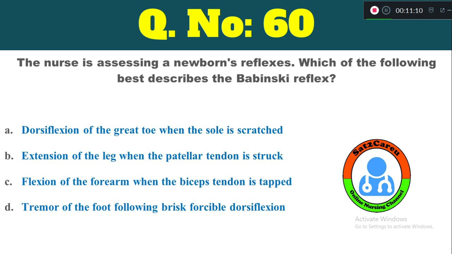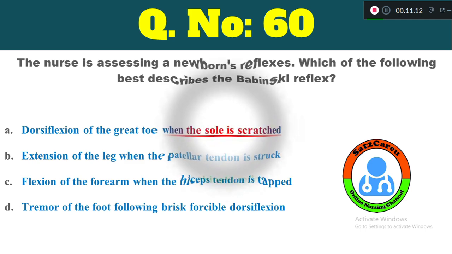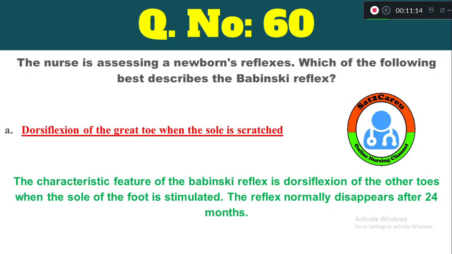So the Babinski reflex is best described by dorsiflexion of the great toe when the sole is scratched. The characteristic feature of the Babinski reflex is the dorsiflexion of the toes when the sole of the foot is stimulated. The reflex normally disappears after 24 months.